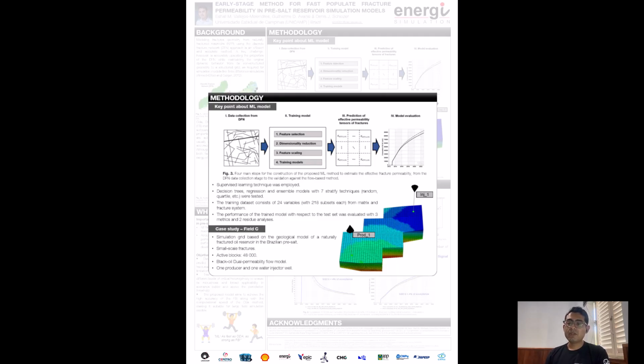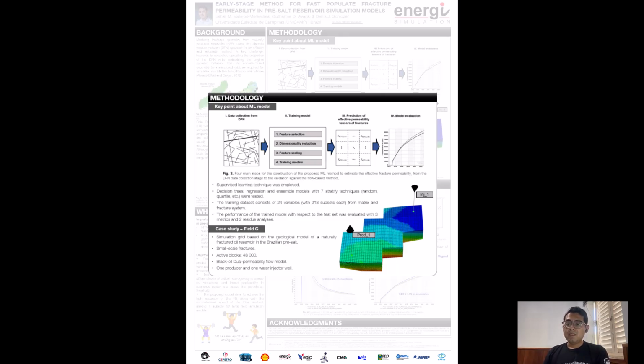Once we get a high-performing model, the final step was to apply it to our case study. We used it to predict the effective permeability tensors for the field model. Then, to validate our approach, we compared the simulated production curves from our machine learning-based model against the curves obtained using the traditional flow-based method.